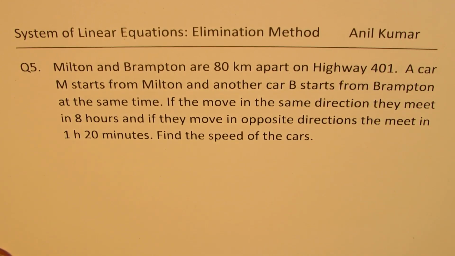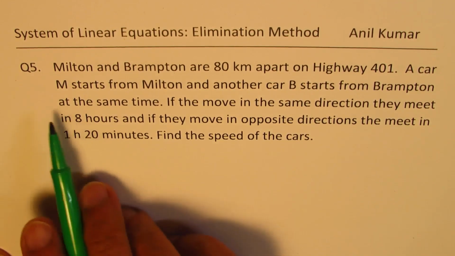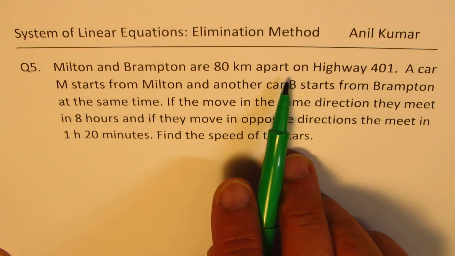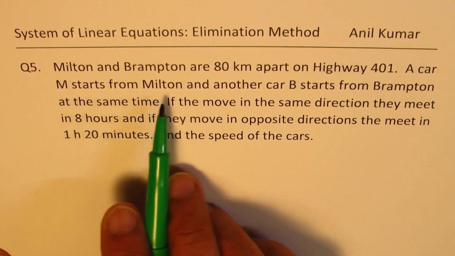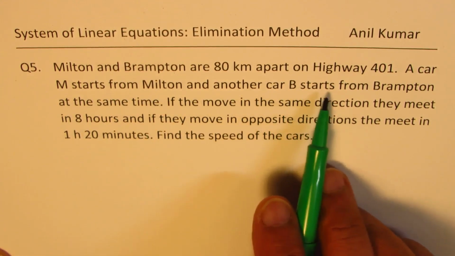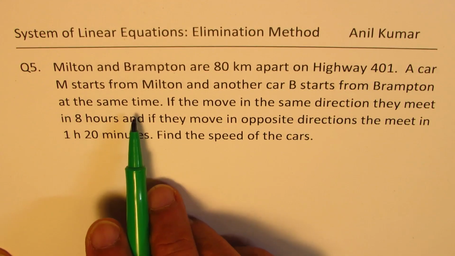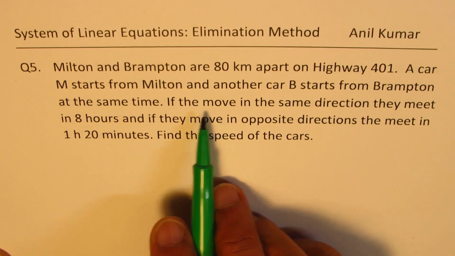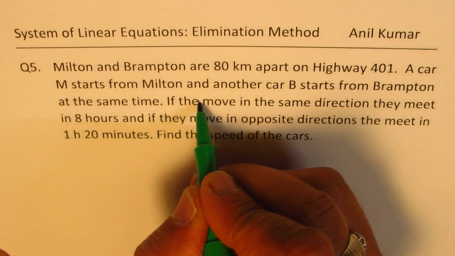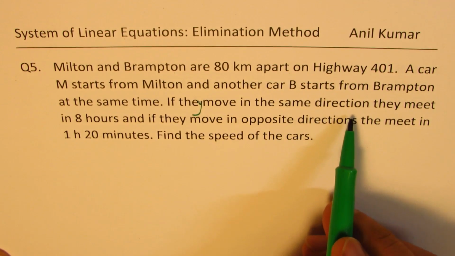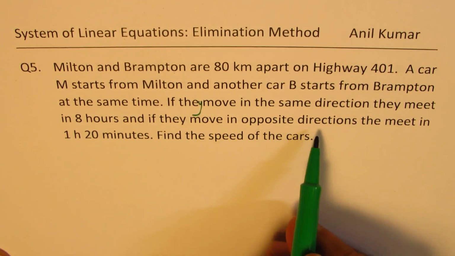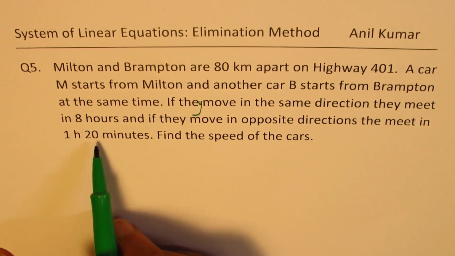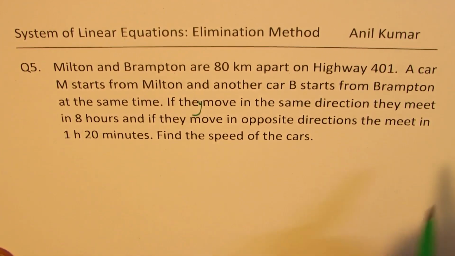Question number 5 is, Milton and Brampton are 80 kilometers apart on highway 401. A car M starts from Milton and another car B starts from Brampton at the same time. If they move in the same direction, they meet in 8 hours. And if they move in opposite directions, they meet in 1 hour 20 minutes. Find the speed of each car.